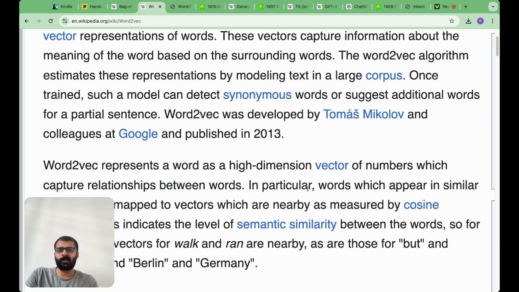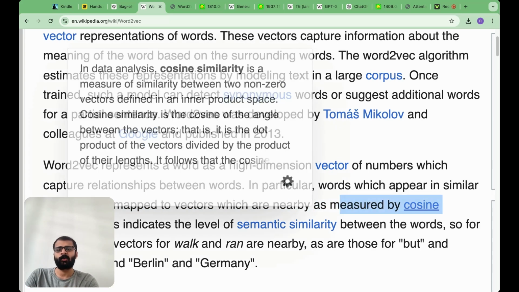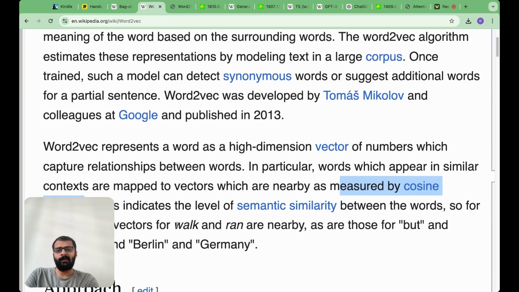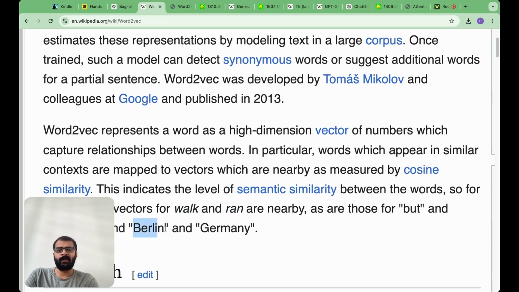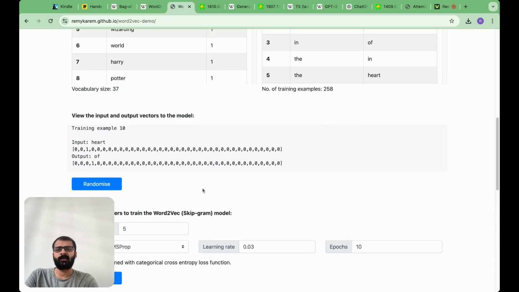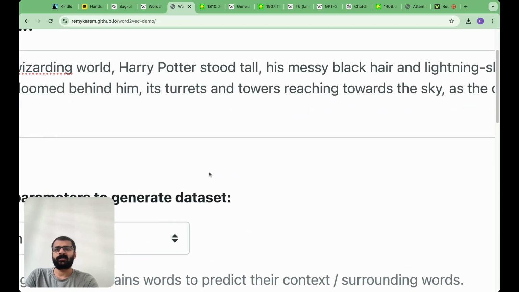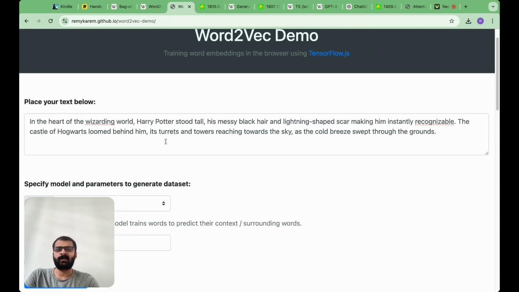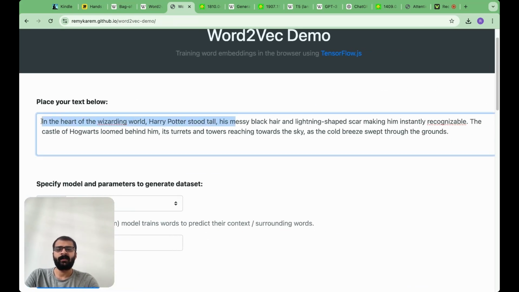So words which are closer together with each other are represented with vectors which are nearby each other, and the distance is measured by this metric which is called cosine similarity. So, for example, the vectors for walk and ran will be close to each other. The vectors for Berlin and Germany will be close to each other. A simple demonstration of how this works is shown in this interactive web page. So what I've done is that I generated some text using ChatGPT about Harry Potter, and the reason I generated it is I want to show you how this Word2Vec is created.